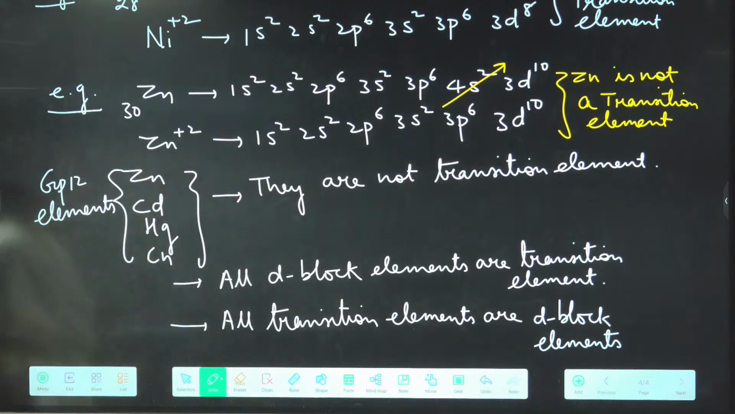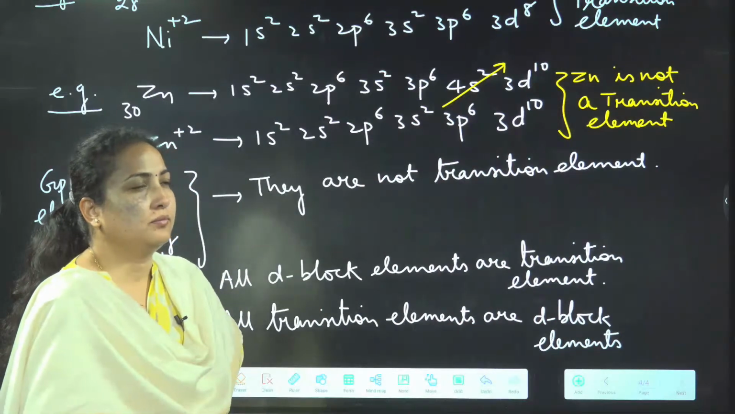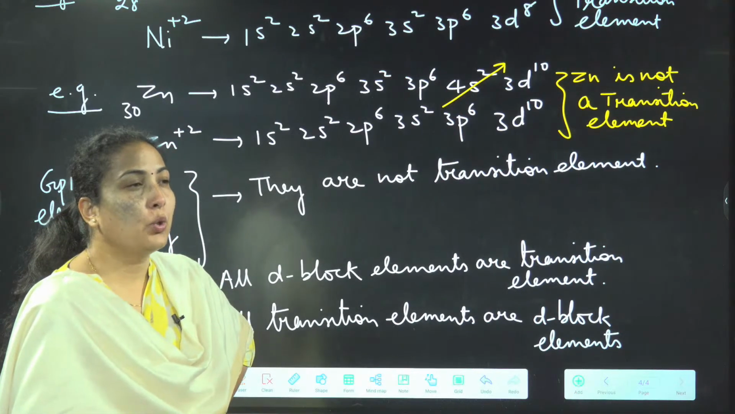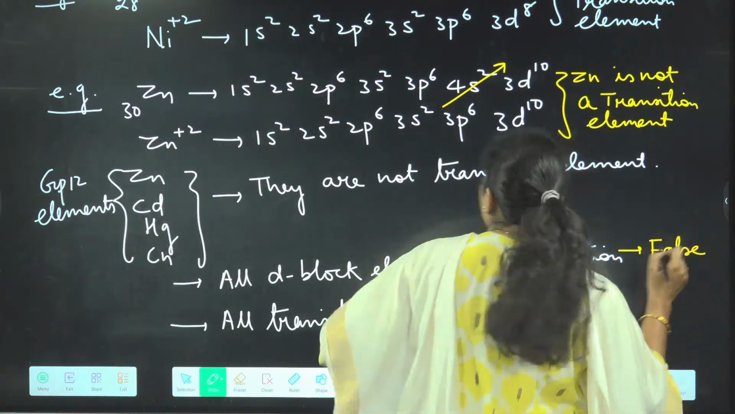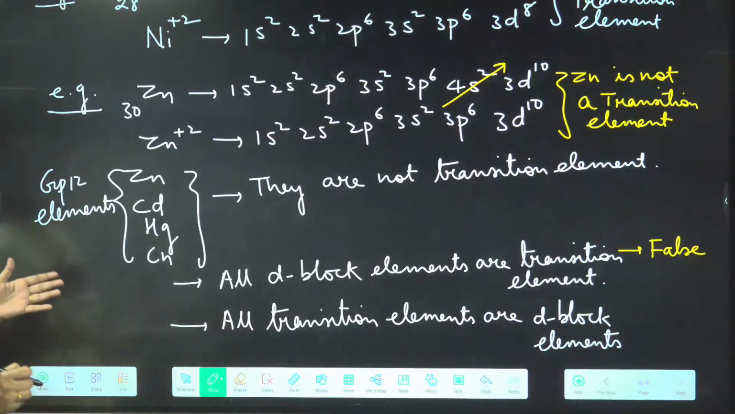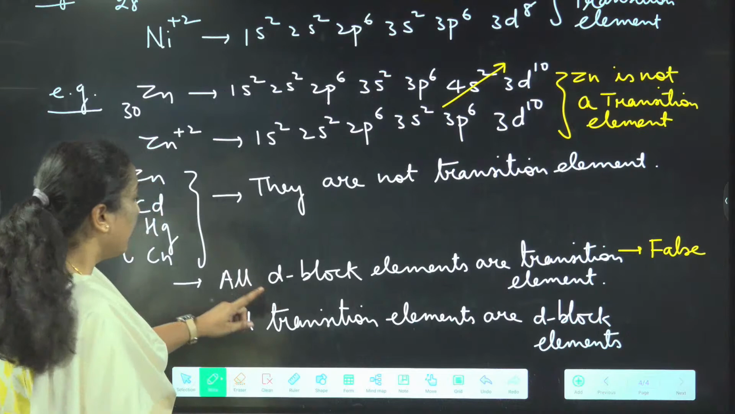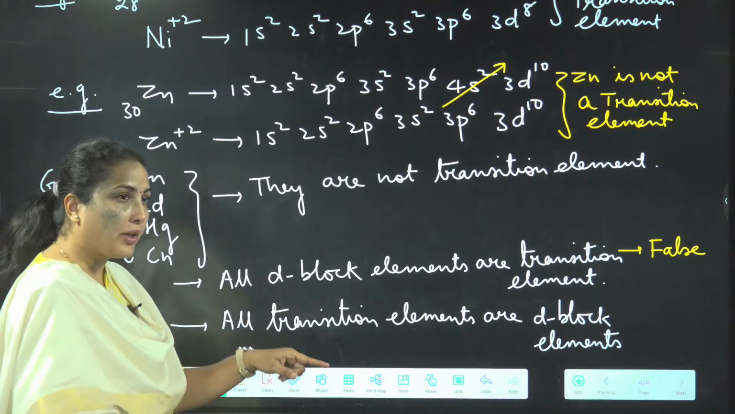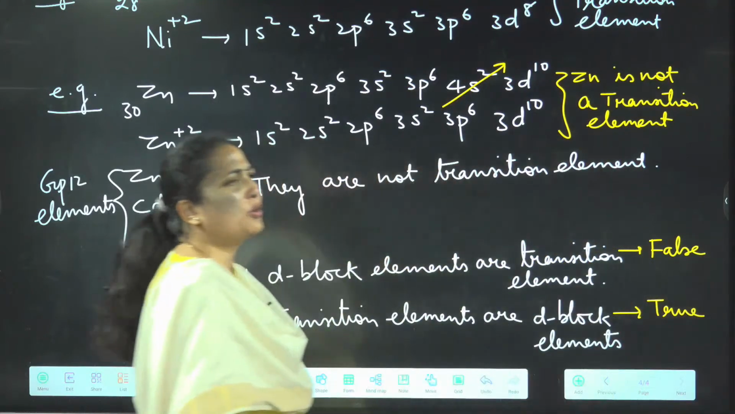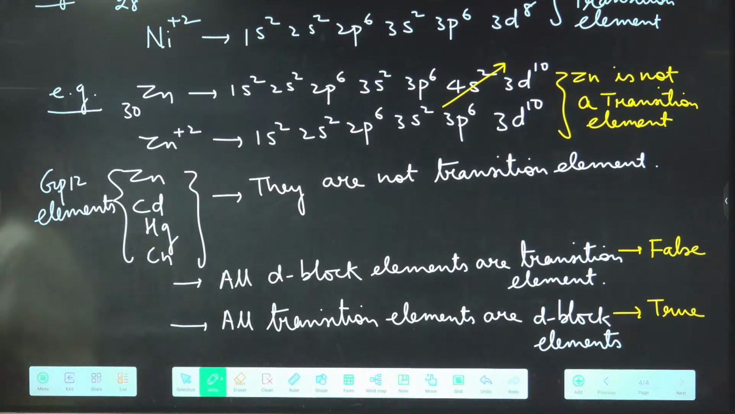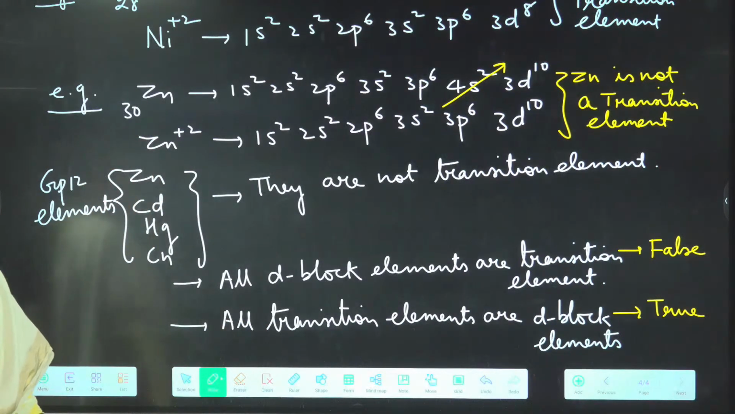Which statement is correct? First one, is it correct? All the D block elements are transition elements? No, it's not correct. So basically it is false. We have just seen, no? Zinc, cadmium, mercury, copernicium, they all are basically D block elements, but they are not transition elements. All transition elements are D block elements. That's correct. So it is true. Right? So this could be asked, which of the following statements is correct? And one of the statements could be this, along with any other statement.